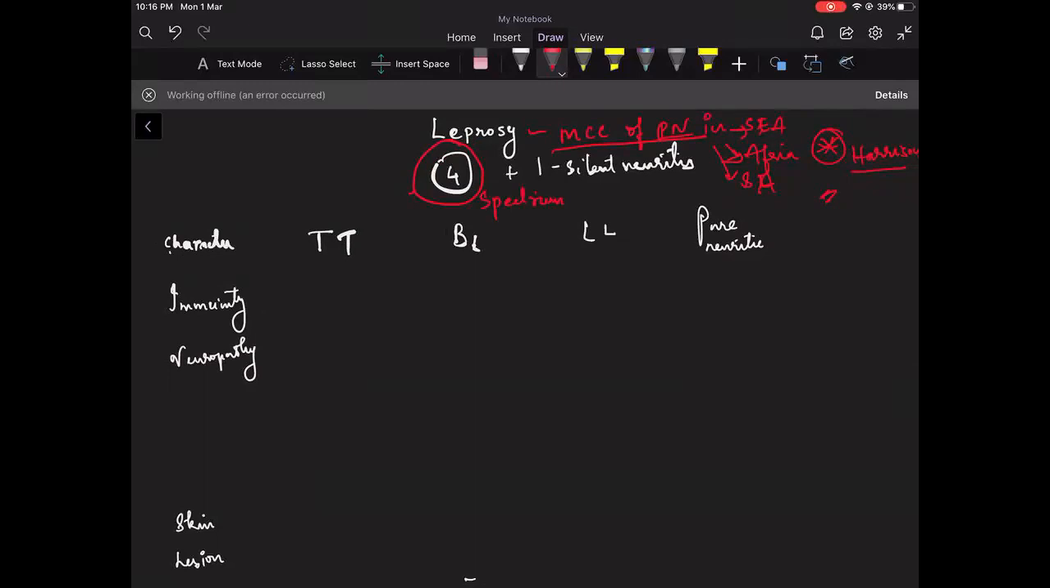Under this spectrum, we know that there are tuberculoid leprosy, borderline leprosy, and lepromatous leprosy. Another variant is the pure neuritic type. In tuberculoid, the immunity will be good. In borderline, it would be unstable and can jump into tuberculoid or lepromatous, depending on the immunity. In lepromatous, the immunity is usually poor.